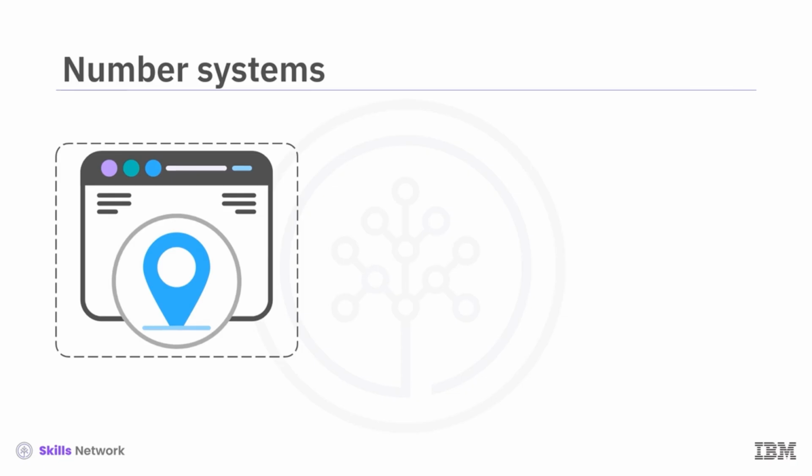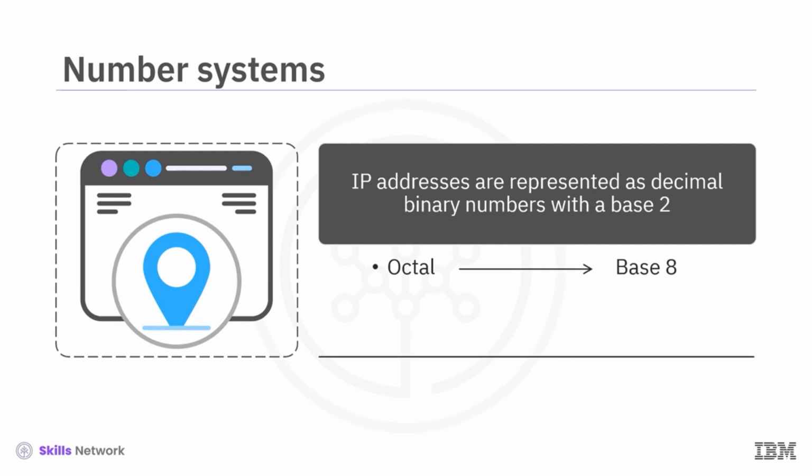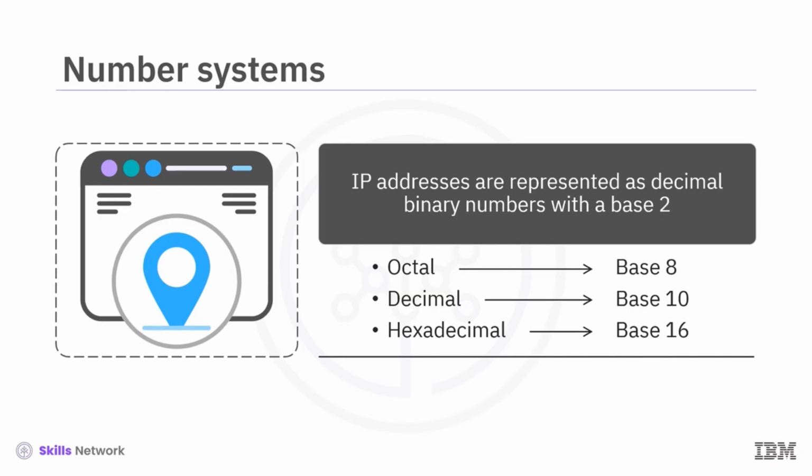An IP address is represented as a dotted decimal number that involves binary numbers with a base 2. These binary numbers can be converted to octal, decimal, and hexadecimal number systems with bases 8, 10, and 16 respectively, also called representation numbers. The most used base is 10, which is known as the decimal number system.